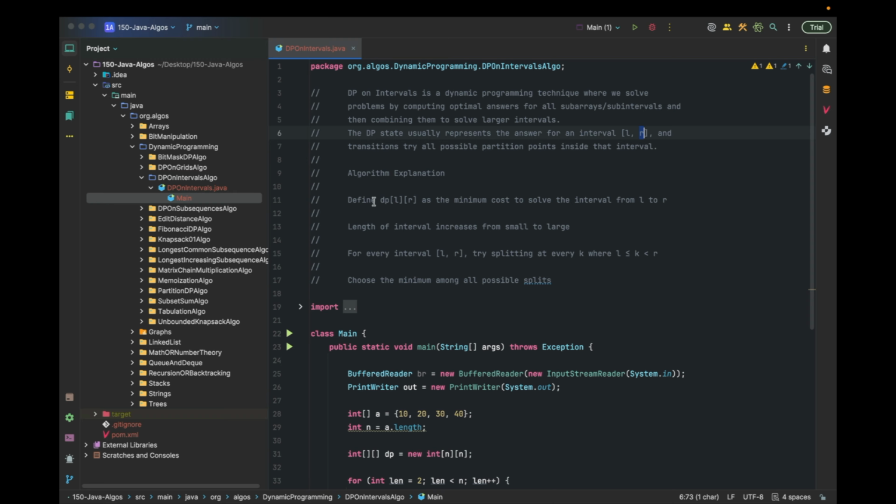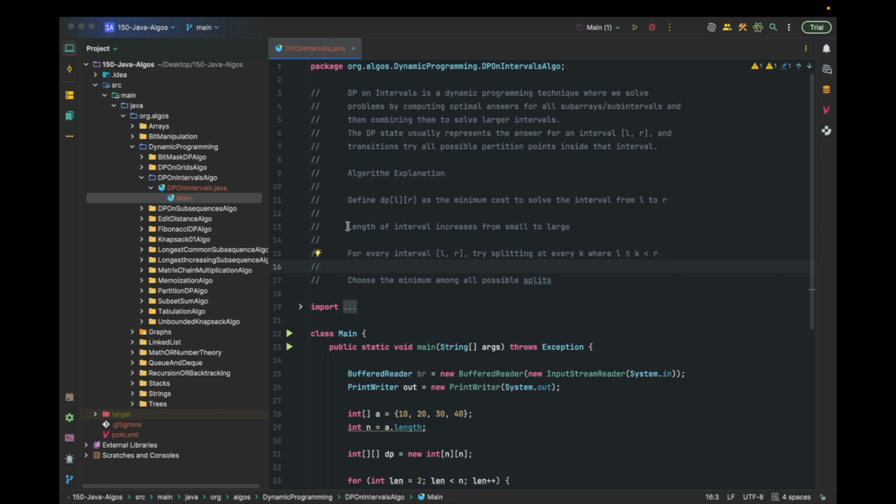So let's define dp of LR as the minimum cost to solve the interval from L to R. So we have defined dp of L and R as the minimum cost to solve the interval from L to R. So dp of LR is nothing but the starting and the ending interval we have considered, right? And we are going with the dp array.